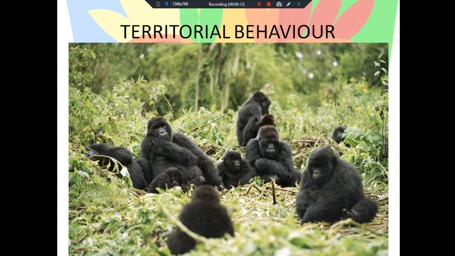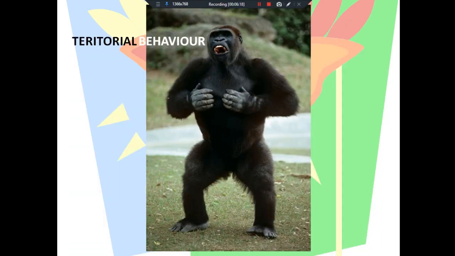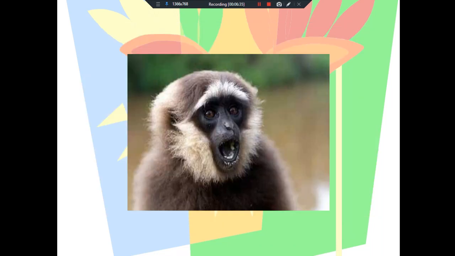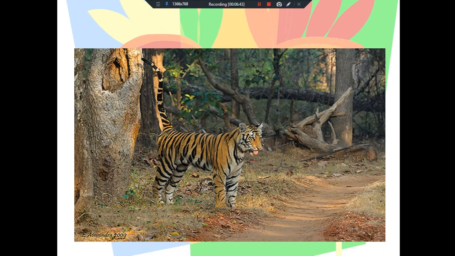Now, this is territorial behavior. This is silverback. Territoriality is behavior where an individual defends a particular area called a territory. Territories are typically used for feeding, mating, and rearing young and are fixed in location. Actual combats or just mere threats. Highly territorial organism. Let's see the book.